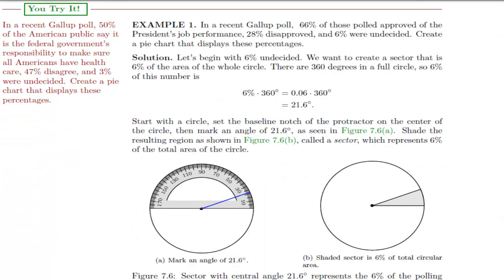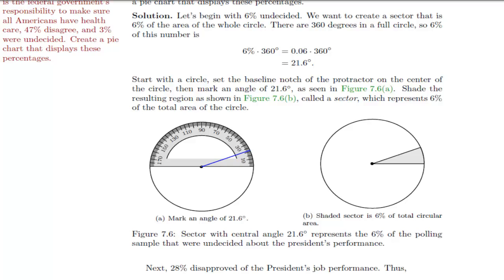Example 1. In a recent Gallup poll, 66% of those polled approved of the president's job performance, 28% disapproved, and 6% were undecided. Create a pie chart that displays these percentages. Solution. Let's begin with 6% undecided. We want to create a sector that is 6% of the area of the whole circle. There are 360 degrees in a full circle, so 6% of this number is 6% times 360. Change 6% to a decimal, 0.06. Multiply by 360 to get 21.6 degrees.